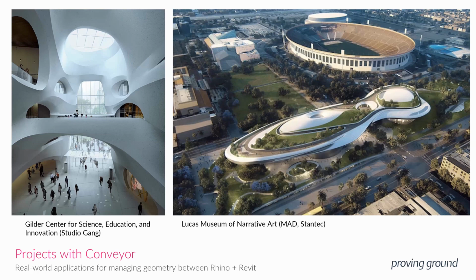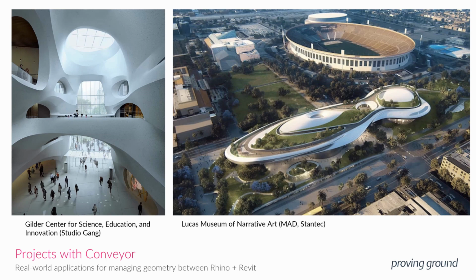Two projects in particular really set the stage for a lot of the workflows we'll be talking about today. One is the Lucas Museum of Narrative Art being built in Los Angeles. It's a beautiful project by MAD. Stantec is the executive architect, and we helped that group stitch together a number of digital assets, Rhino and Revit and Maya being the three major ones, when it came to coordinating the design with building information modeling and documentation.